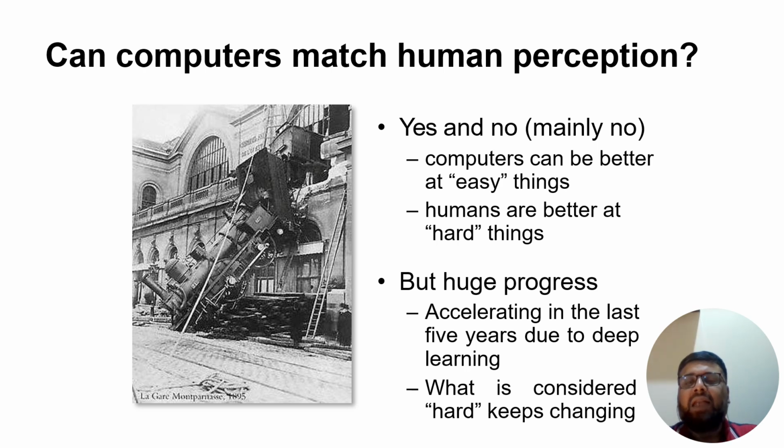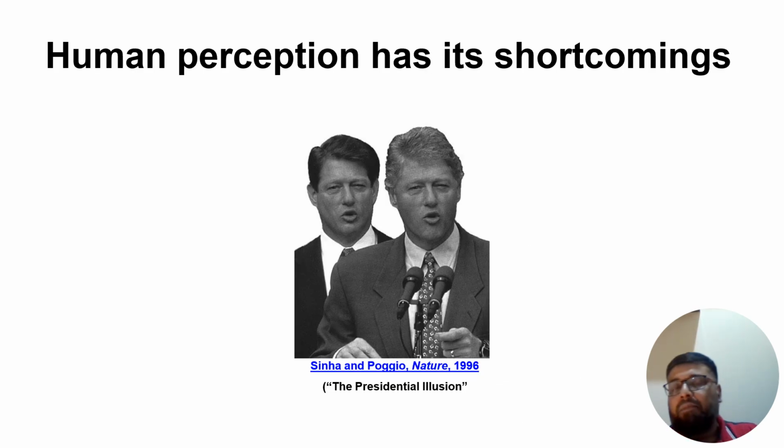There has been huge progress, accelerating in the last 5 years due to deep learning, and what is considered hard keeps changing. Human perception also has its shortcomings. For example, if you can see in the picture, there is a person standing, and these can create different illusions, and this can be a morphed image which humans can identify, for example, by the lip movement or the eye movement.